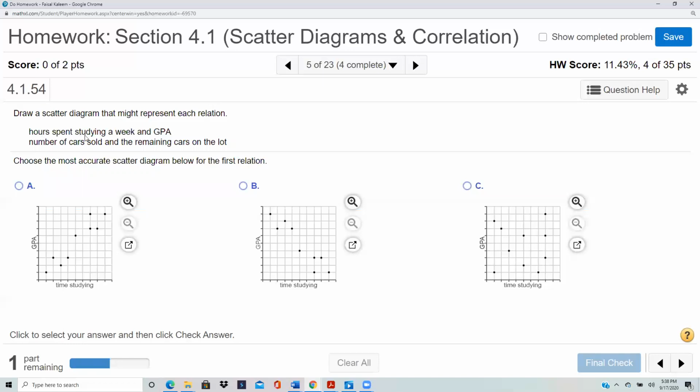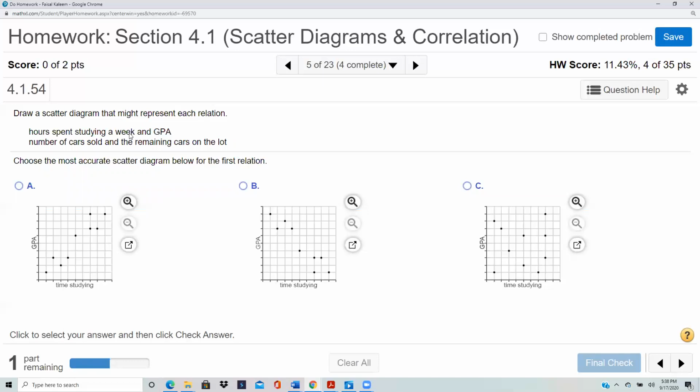Hours spent studying a week and GPA. So normally, if you study more hours, then you will have a higher GPA. So the time spent studying and the GPA would go in the same direction. It seems there are two parts here. So for this one, we have to answer the first part, the study time and the GPA. So they are positively correlated.